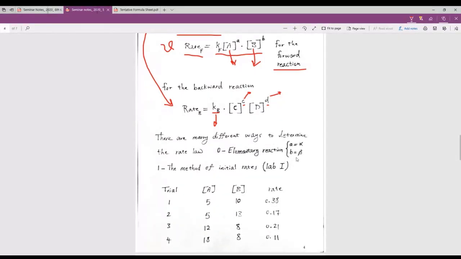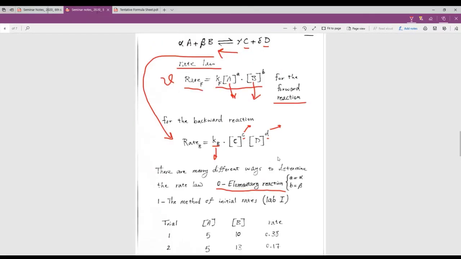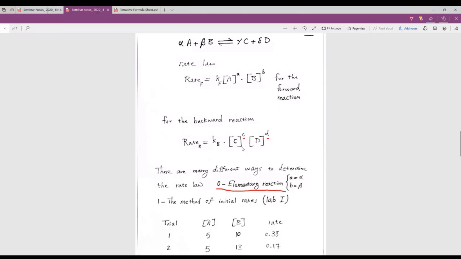I just remembered last night that I actually left out elementary reactions. There is a concept in kinetics called elementary reaction. I put it as the 0th way, maybe. In an elementary reaction, the exponents, let's go back here. I should erase this, sorry. Let's just talk about the forward reaction here.